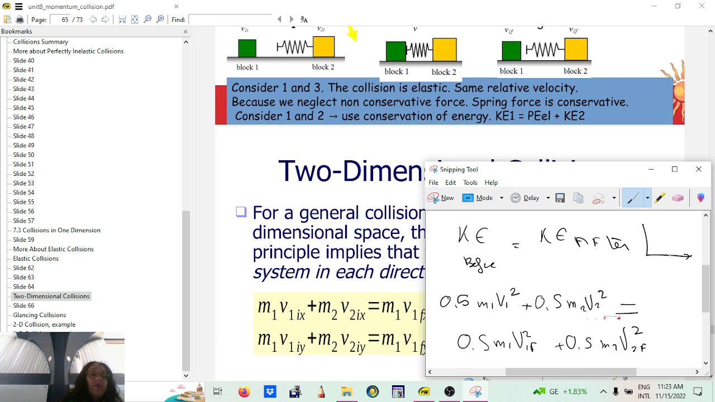And remember that v1, for example, is a velocity here. It has an x component and it has a y component. And here, to find the kinetic energy, I need to use the magnitude, the hypotenuse. Yes? I didn't lose anyone? Okay, cool.